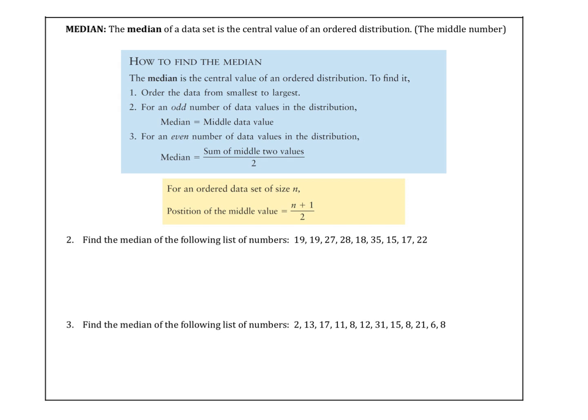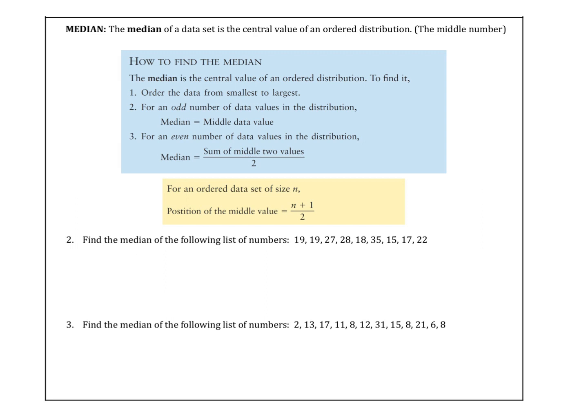Next, the median. The median of a data set is the central value of an ordered distribution. To find the median, you're going to order your data values from smallest to largest. If you have an odd number of data values, the median will be the number in the middle of your list of numbers, and there will be one number in the middle. If you have an even number of data values in the distribution, there will be 2 middle numbers, and you'll add them together and divide by 2.